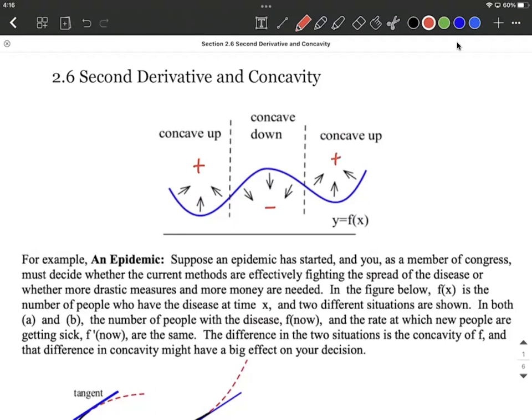So concave down, I visualize this as looking like the top of an umbrella, while concave up is going to look like the bottom of a bowl. All right, so when we're looking at graphs, it's important to be able to understand whether they're going to be concave up in sections or concave down. What this is going to be based on is the second derivative. If the second derivative is positive in that section, then it's going to be concave up. If the second derivative is negative, it's going to be concave down.